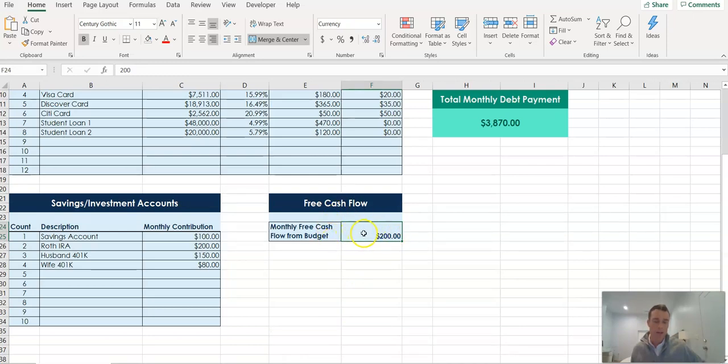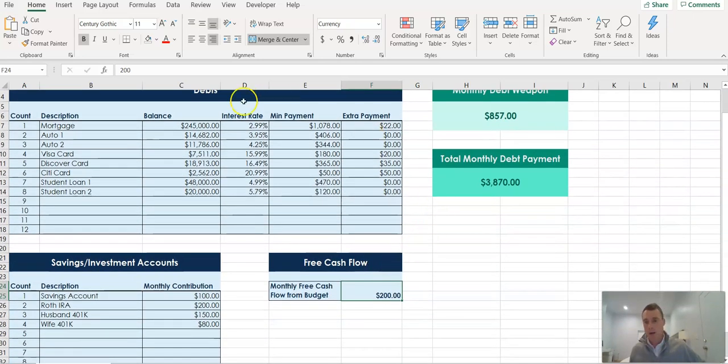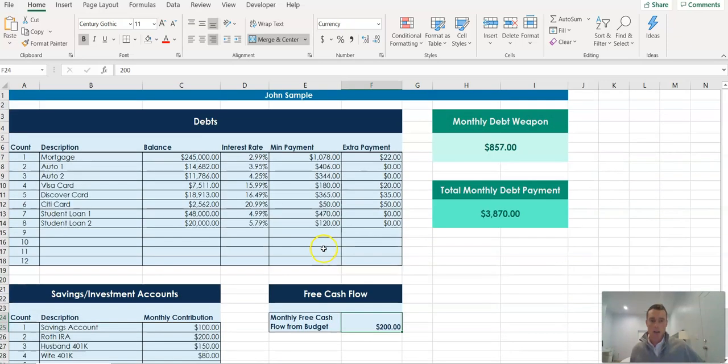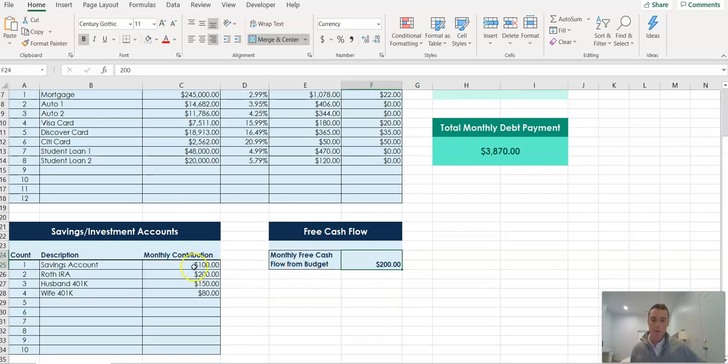Ultimately, we're going to be combining our debts and our savings and investment accounts plus our free cash flow to calculate this number in the top right, which is what I call the monthly debt weapon. What that is, is the extra free cash flow we have in our budget that we're willing to allocate. In this case, it's $200 of that 325. It also includes the inefficient dollars down here in the bottom left.